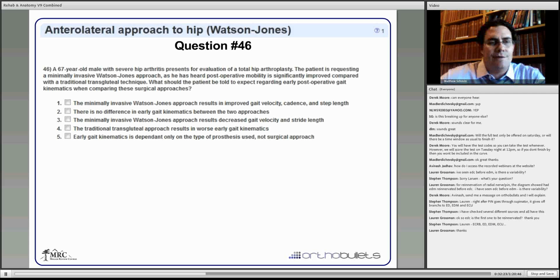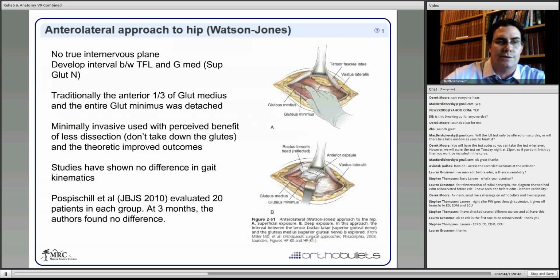A 67-year-old male with severe hip arthritis presents for evaluation of a total hip arthroplasty. He's requesting a minimally invasive Watson-Jones approach, as he has heard postoperatively the mobility is significantly improved compared to a traditional transgluteal technique. What should the patient be told to expect regarding early postoperative gait kinematics when comparing these surgical approaches? So let's review a little bit about the anterolateral or the Watson-Jones approach.